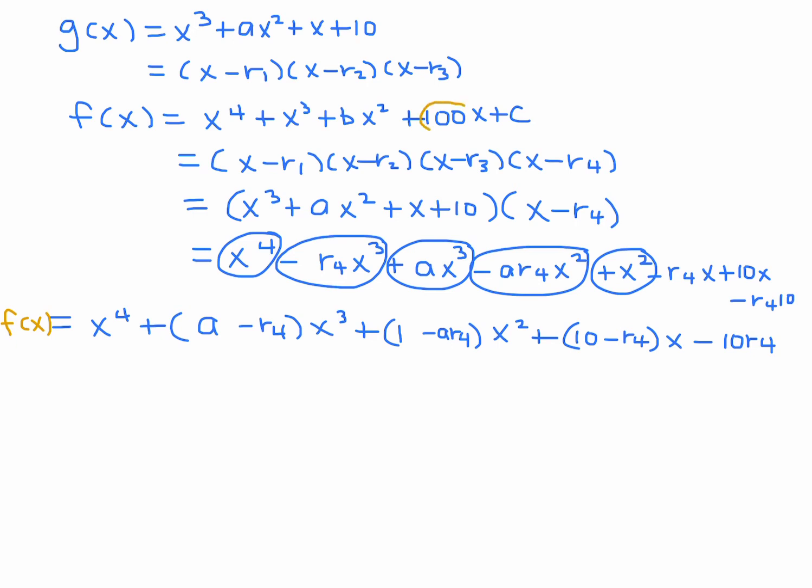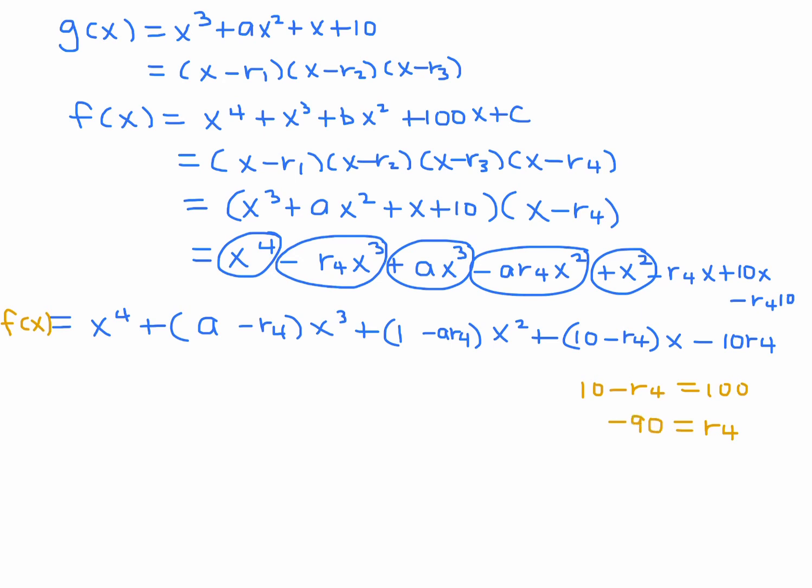The fact that this coefficient is 100 and this coefficient is 10 minus r4, those are equivalent. So 10 minus r4 is equal to 100 since they represent the same coefficient. So that means that r4 is negative 90.